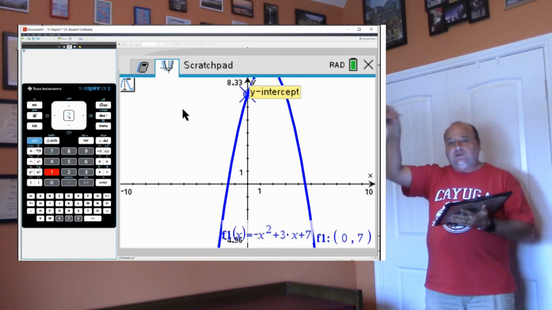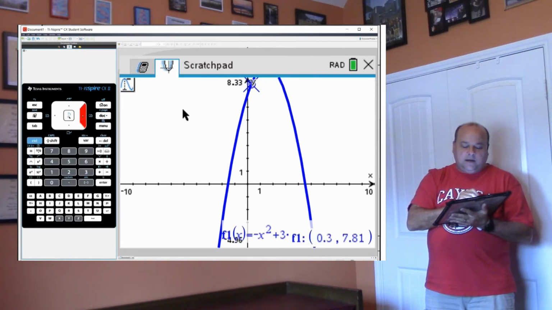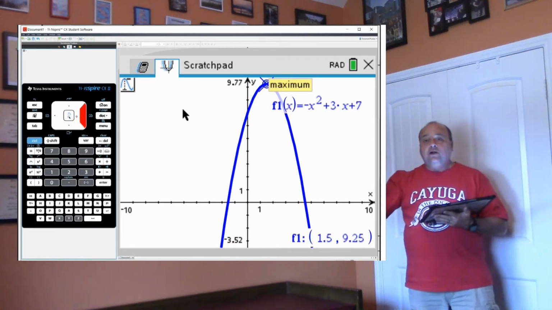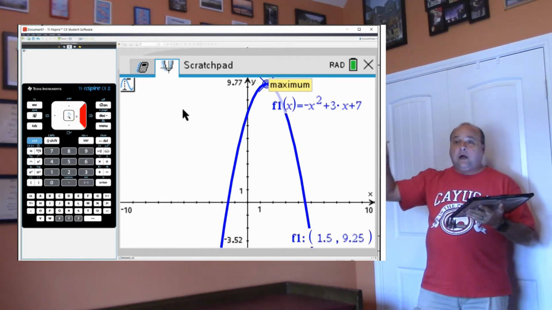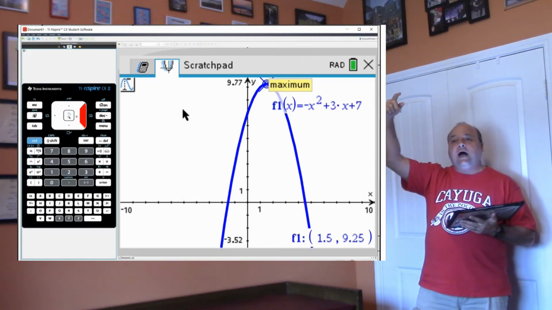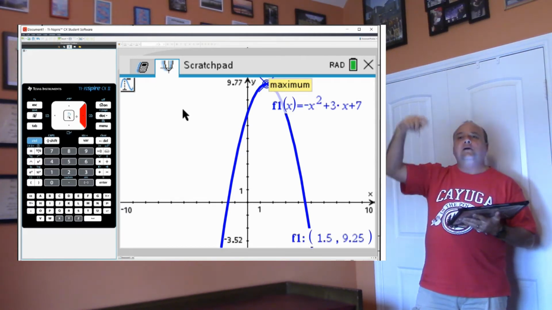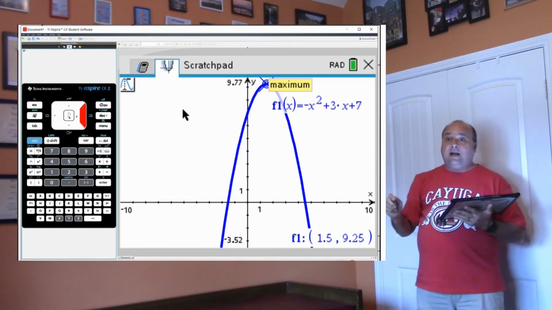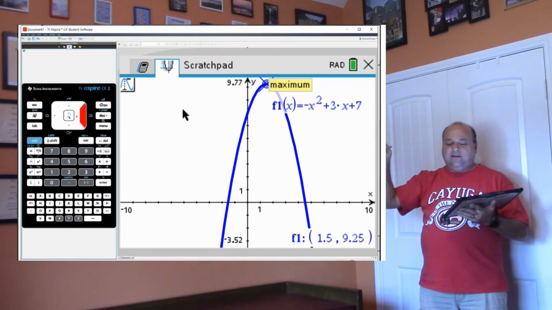Now then the top is to the right. So hit the right arrow button until you get to the very top. Don't hit it real quick. And boom, there's my max. Notice my max is 1.5, 9.25. And why is it the max? Because it's at the top. The minimum will be at the bottom. The maximum will be at the top. The calculator will tell you if it's a max or a min if you're using graph trace.